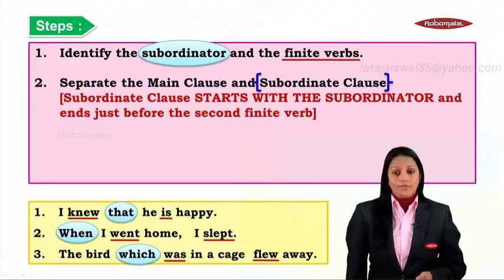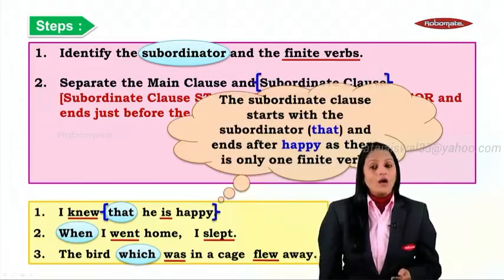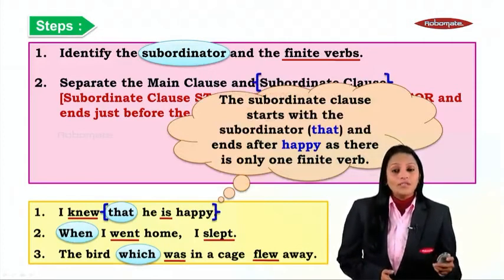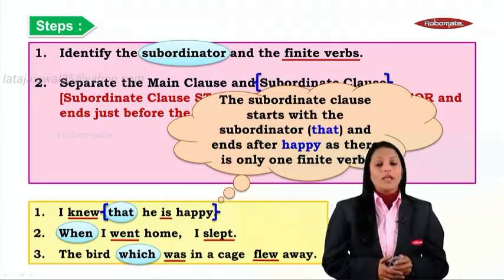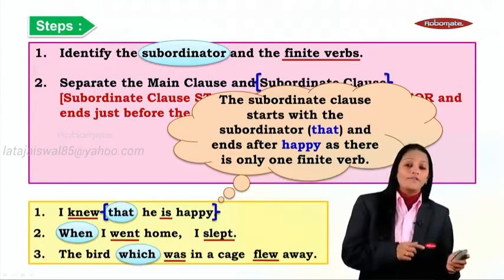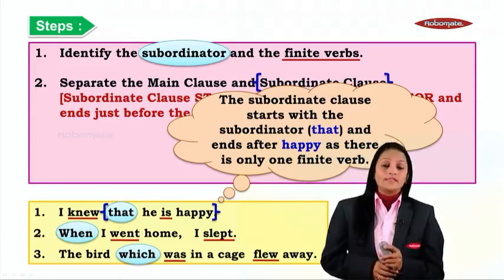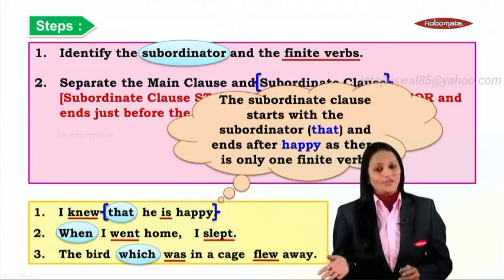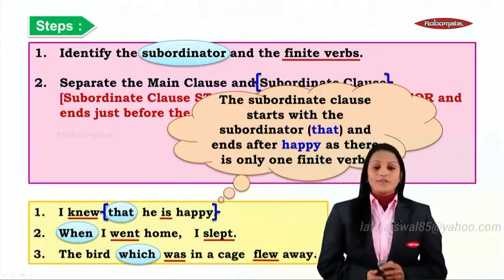So the first one, okay, the subordinate clause is going to be "that he is happy." How come? Because we start with the subordinator "that" and we go on till the end because there's only one finite verb, okay, and we end after the last word, "that he is happy." One finite verb is there, so that becomes your subordinate clause. So which is the main clause? The rest of it, students. And if you see in the main clause, "I knew," of course, there is a finite verb there too.